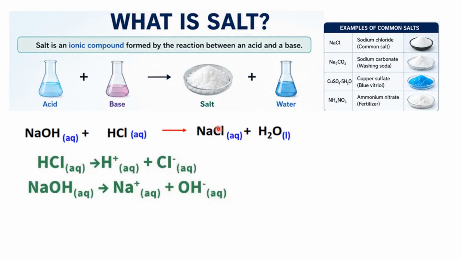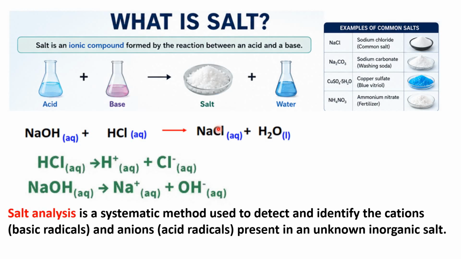So any salt consists of one cation and one anion, and salt analysis means identification of these cations and anions present in the salt. So salt analysis is a systematic method used to detect and identify the cations, that is basic radicals, and anions, that is acid radicals, present in an unknown inorganic salt.